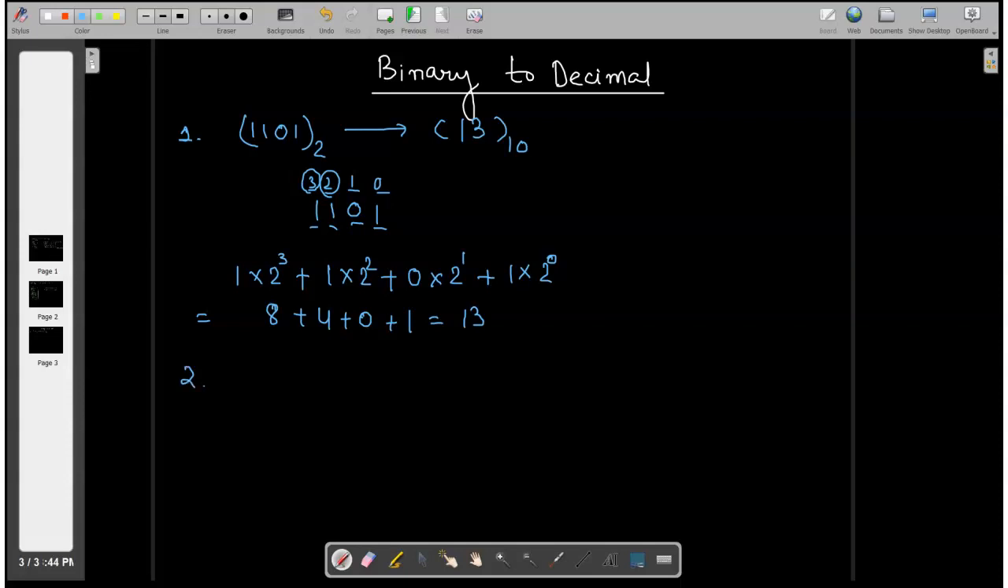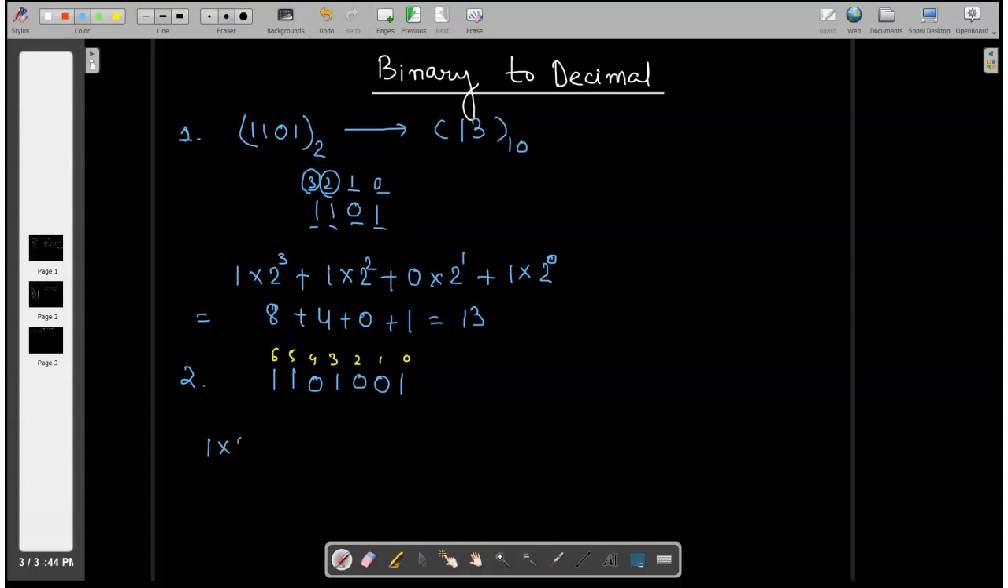So let us take a bigger number: 1, 1, 0, 1, 0, 0, 1. Again, I'll just label it with a different color so it is clear to you. You don't have to do it, I'm doing it for you to understand. Once you understand, you don't have to label these numbers like this. This is only for your understanding. So now I'll start from here.